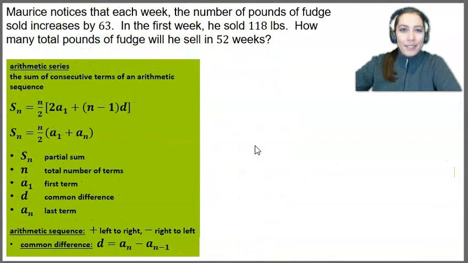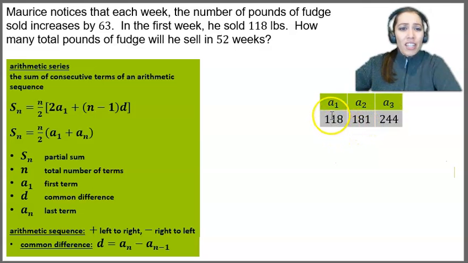Now that we have Chloe's tips and tricks, let's figure out how many pounds of fudge Maurice is going to sell in 52 weeks. Now, they tell us that he sold 118 pounds in his first week, and then each additional week it increased by 63.